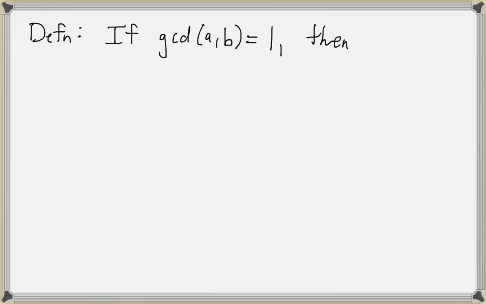Let's talk about two integers being relatively prime. If two integers have no positive divisors in common other than 1, then we say that these two integers are relatively prime. So in other words, if the greatest common divisor of a and b equals 1, then a and b are relatively prime.